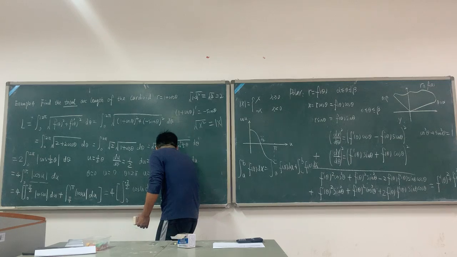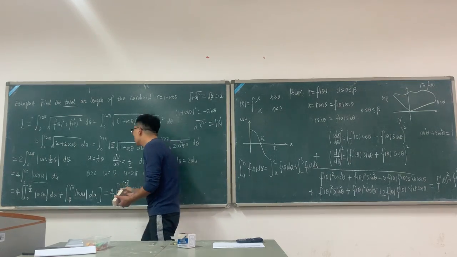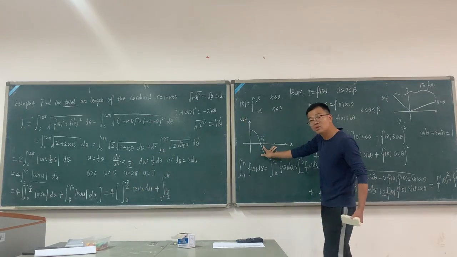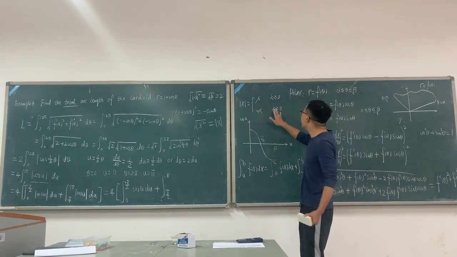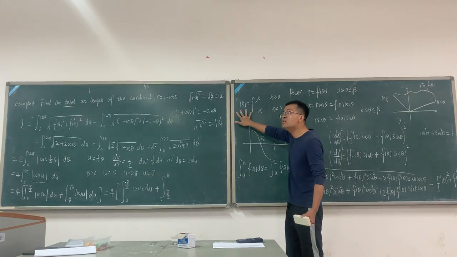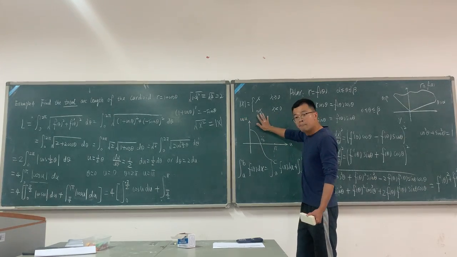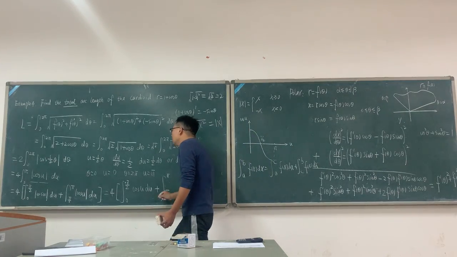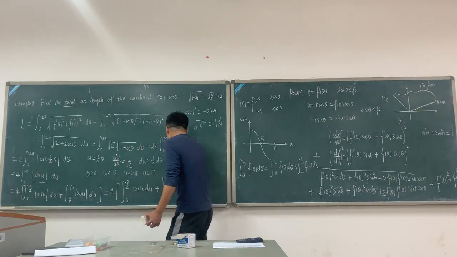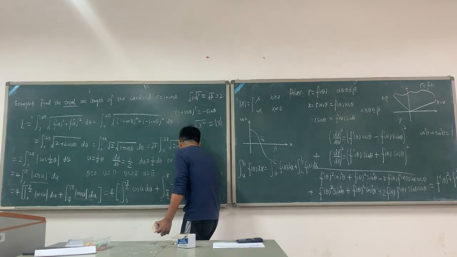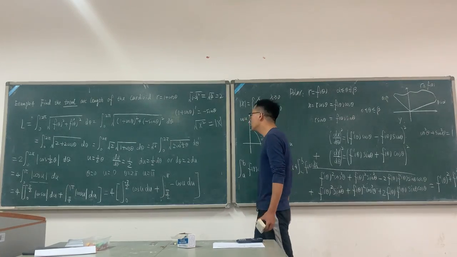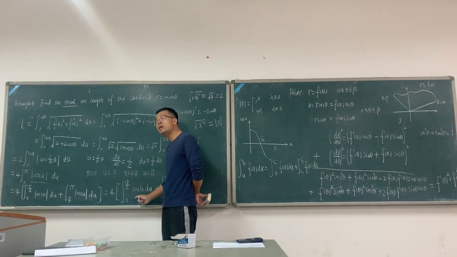Plus 1/2 pi to pi. So cosine u in this subinterval, okay? In this subinterval, cosine u is negative. So when x is negative, absolute value x equal to what? Minus x, yeah? So here should be minus cosine u du.